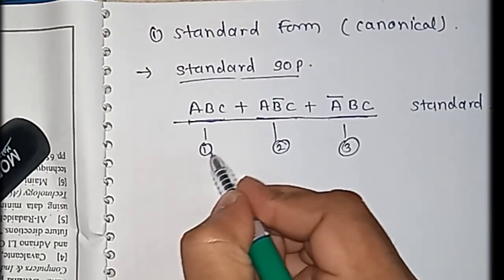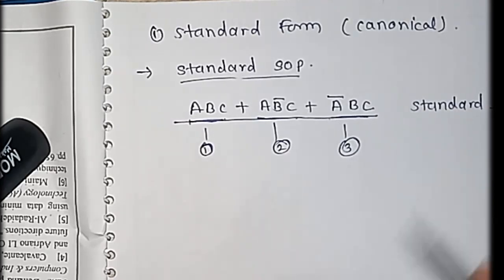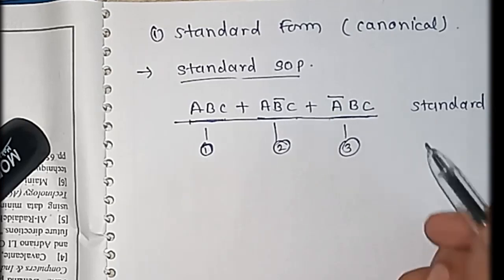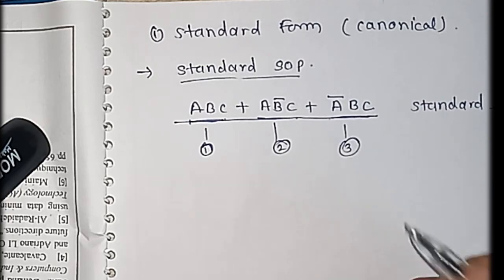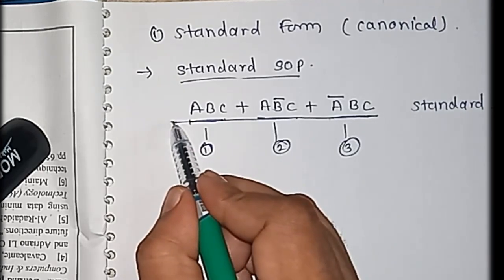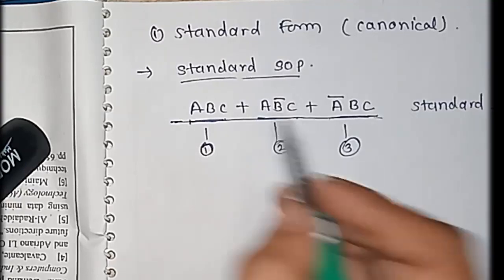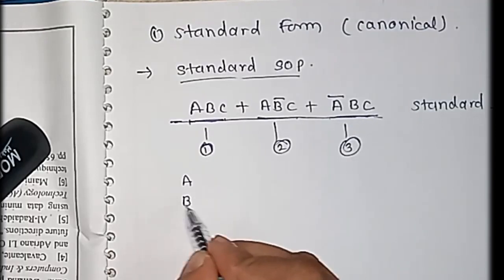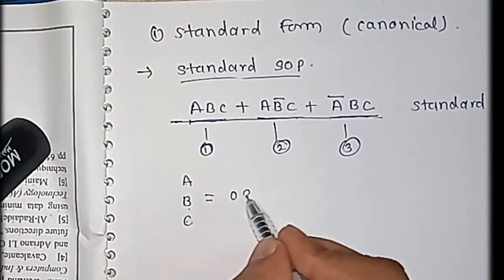Now consider the first product term in this. Before recognizing the type of your equation, you have to find out how many literals are there in your equation. Literal means inputs, or it is also called variables. By seeing this equation we can say that there are total three variables: A, B, C. So the literals are A, B and C, that is, 3 literals.